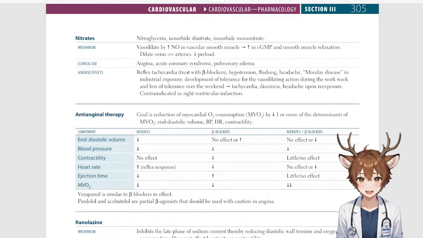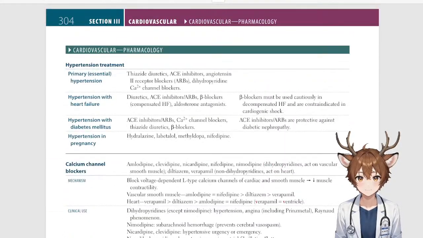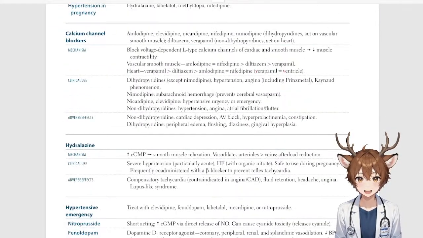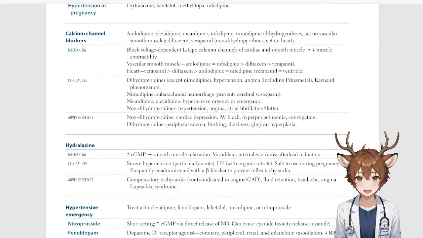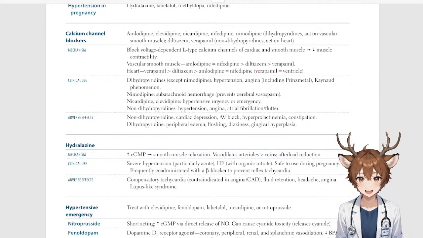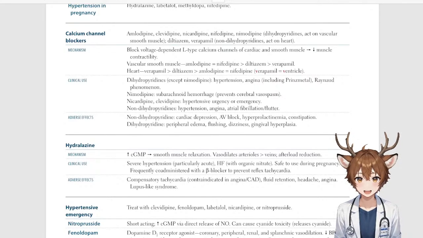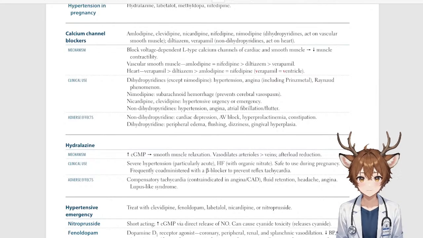What about calcium channel blockers? Calcium channel blockers like amlodipine, clevidipine, nicardipine, nifedipine, nimodipine. These are dihydropyridines, which act on vascular smooth muscle. We also have diltiazem and verapamil, which are non-dihydropyridines, which act on the heart.